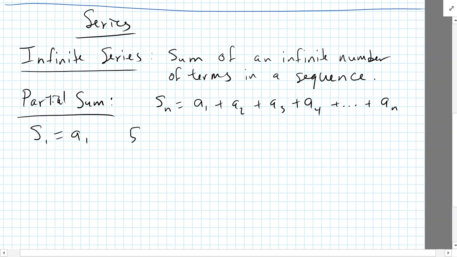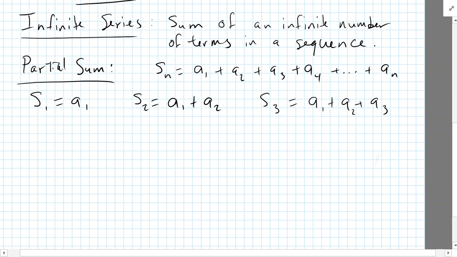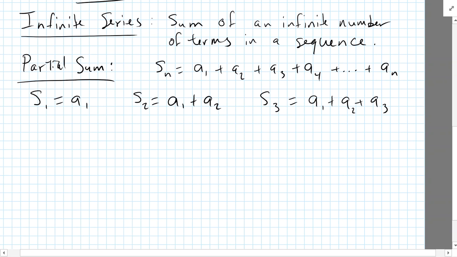If I want the second partial sum, I need the first term plus the second term. If I want the third partial sum, it is the first term plus the second term plus the third term. And you just keep going. Now, for infinite series, it would be an infinite number of terms, and we don't want to write out that many every time. So we have a notation, and you've already seen it when we did Riemann sums.